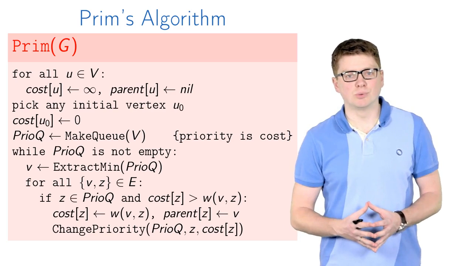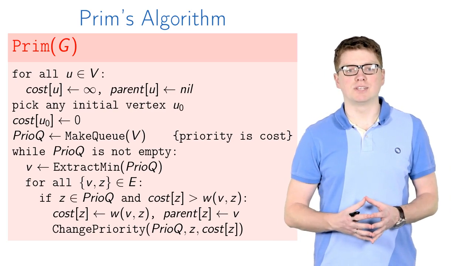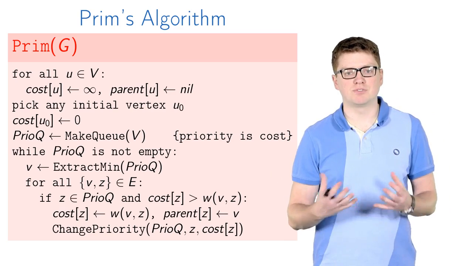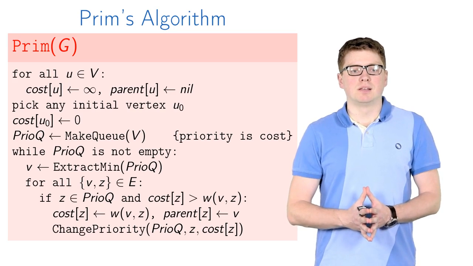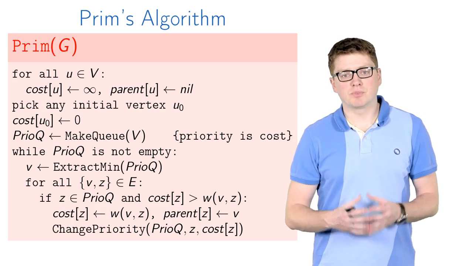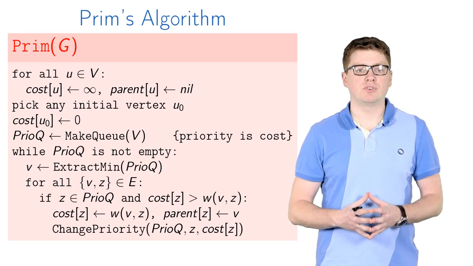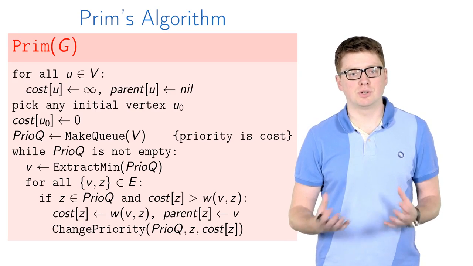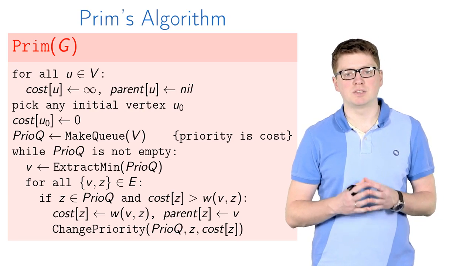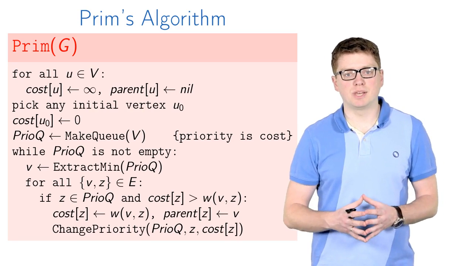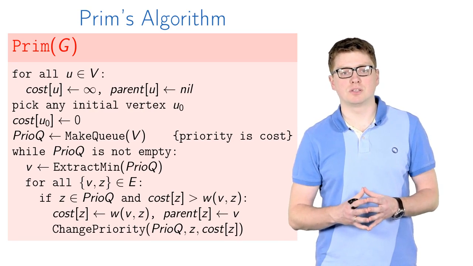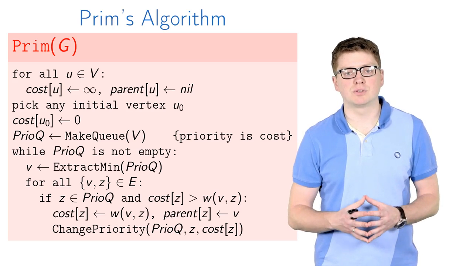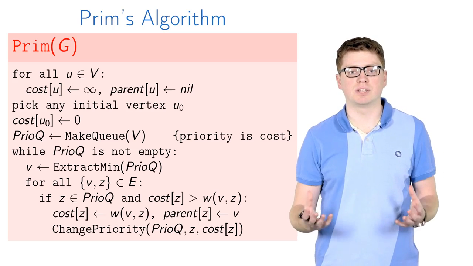We now provide the full pseudocode of Prim's algorithm. As we've discussed before, it is very similar to Dijkstra's algorithm. So once again, Prim's algorithm gradually grows the tree, which eventually turns into a minimum spanning tree. We use the priority queue data structure to keep for each vertex the minimum cost of attaching it to the current tree.